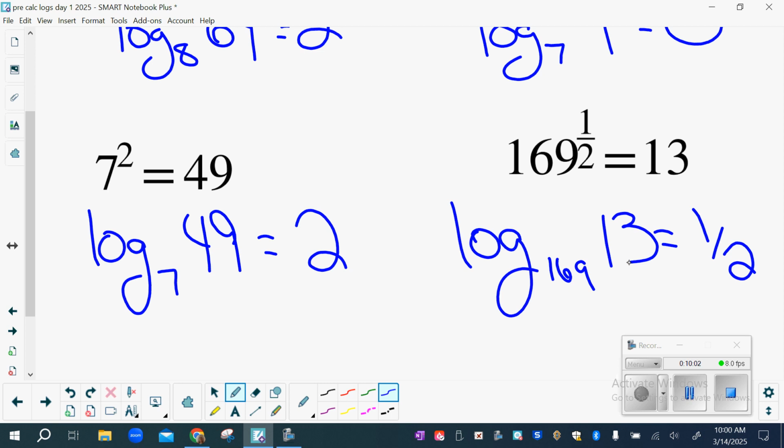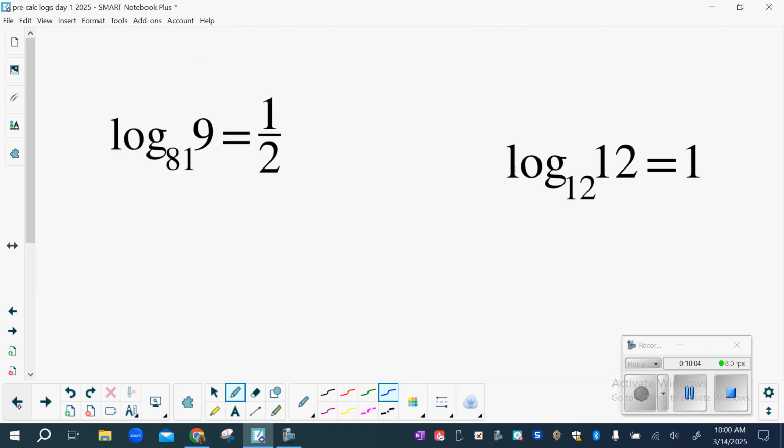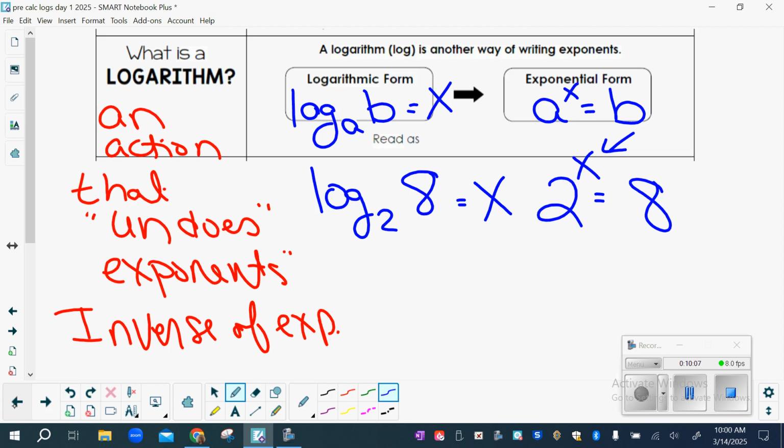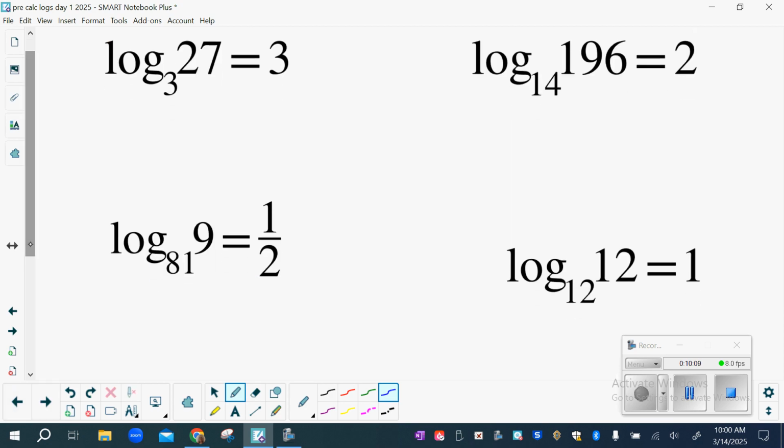How about the other way? Can we go the other way? Pick out, let's see, what I want you to do. Pick out any two of these. Rewrite them in exponential form. Take the base out of the basement. The exponent is the answer.